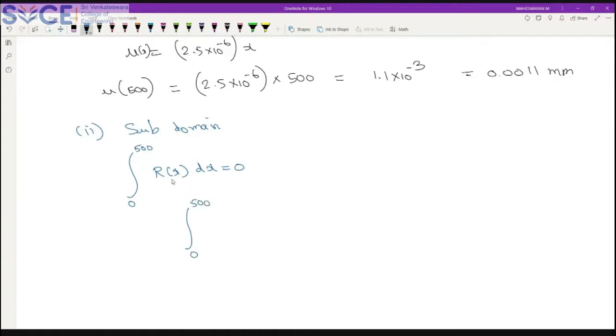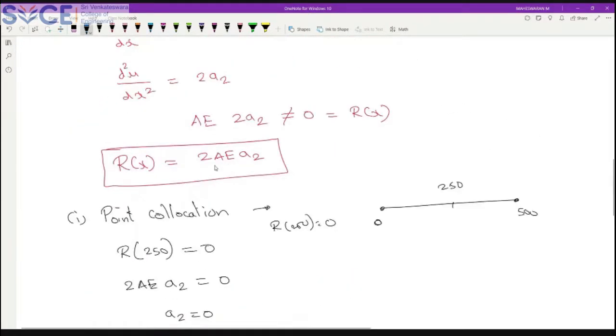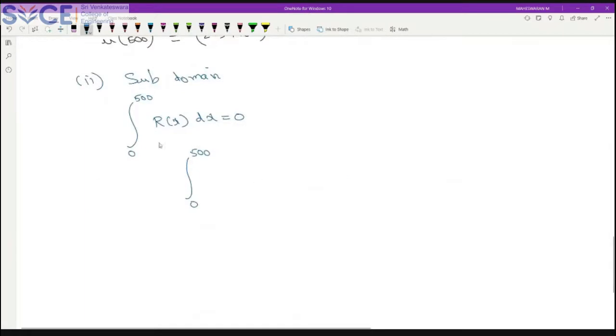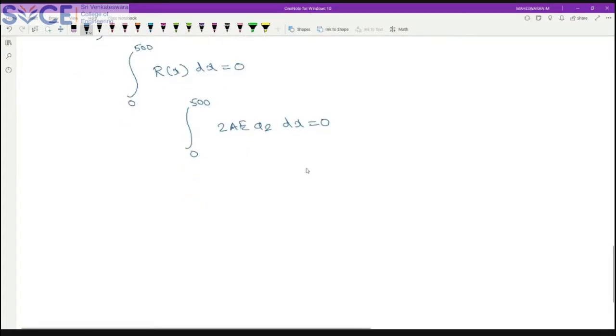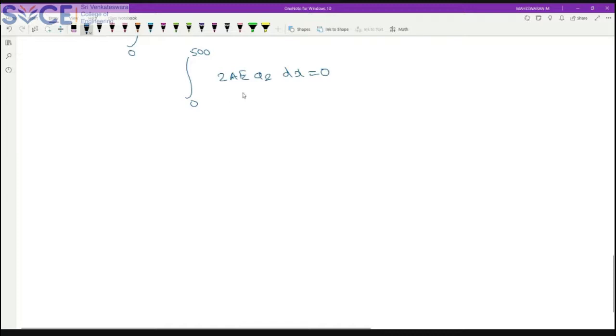What is this R of x? R of x is 2AE a2. So integral of 2AE a2 dx is equal to 0. Let me integrate this. When I integrate, what will I get? I'll get 2AE a2, and integrating dx you will get x. Limit is 0 to 500. This is equal to 0.